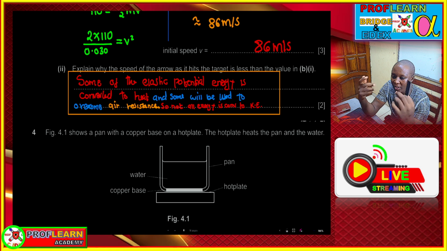So the reason why the speed of the arrow as it hits the target is less than the value that we have there is because some of the energy will be used to overcome air resistance or drag.